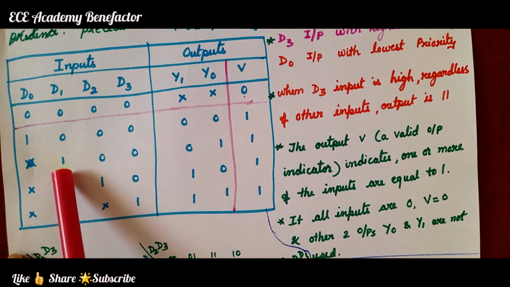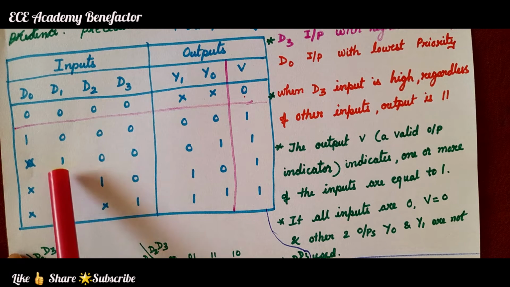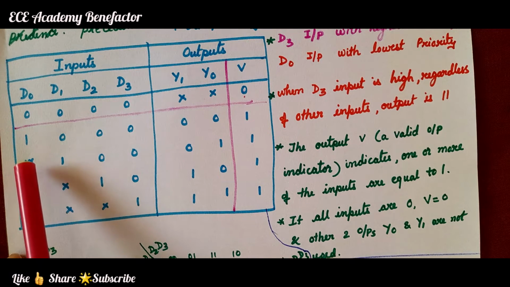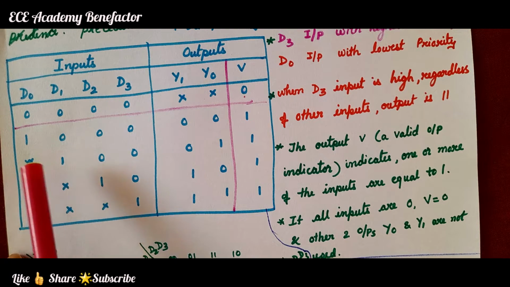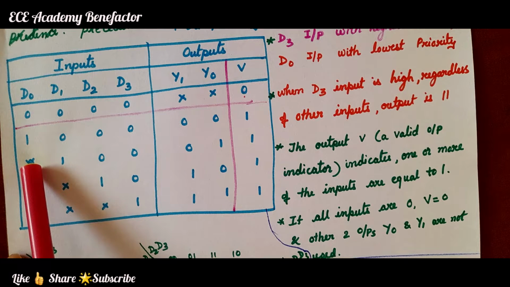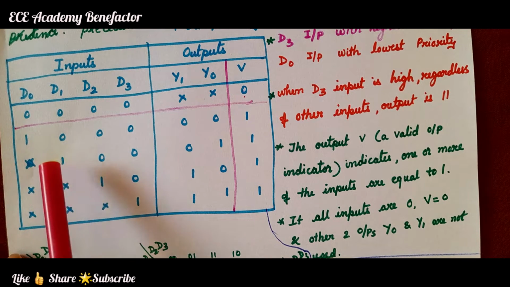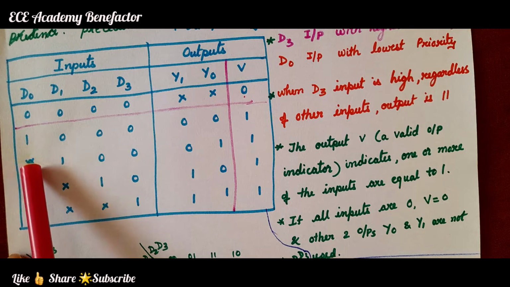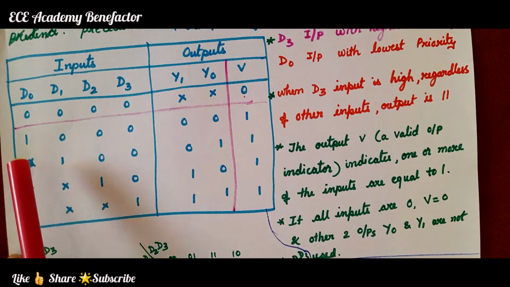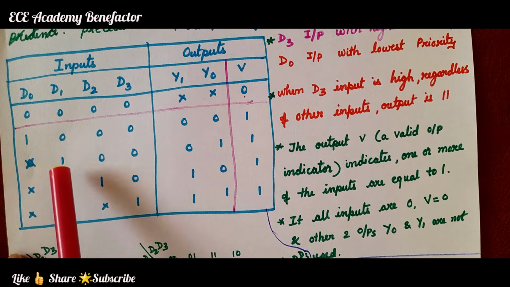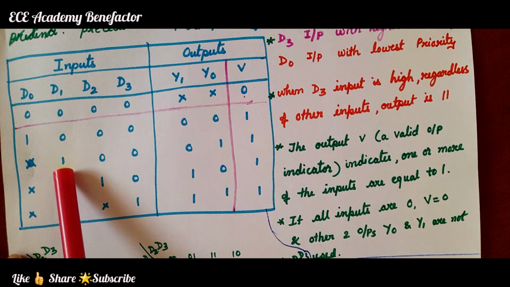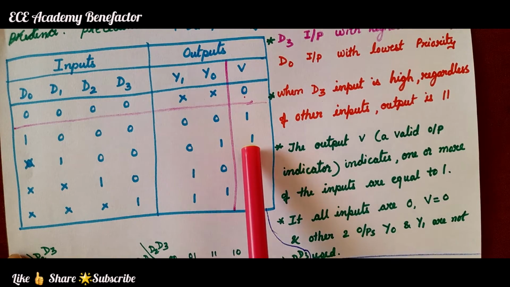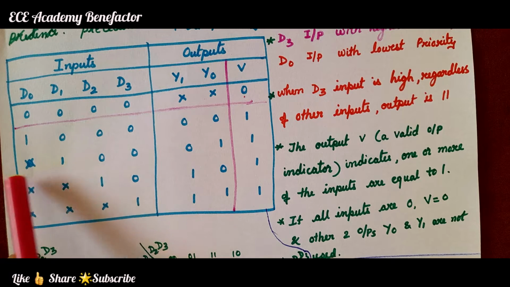Now, D1 is 1. D1 is having higher priority than D0. So whatever the D0 value, whether it is 0 or 1, we are least bothered about it, so we kept a don't care X sign. D1 is high means the output will be 0, 1. Valid output will be 1 because at least one of the inputs is high.